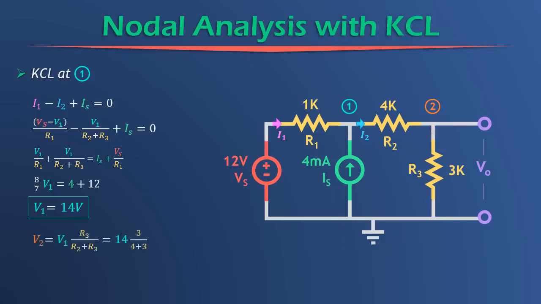And all we have to do is say that V2 equals the source voltage, or so-called source voltage. In this case, it's V1 here times the resistor of interest, R3, over the combination of R2 and R3. So V1 times R3 over R2 plus R3. And we simply solve for that. And we find that V2 equals 6 volts. And we know that V2 is the same thing as Vout.